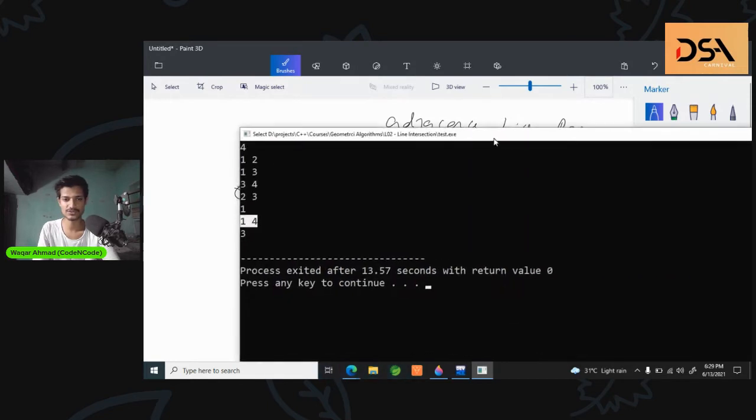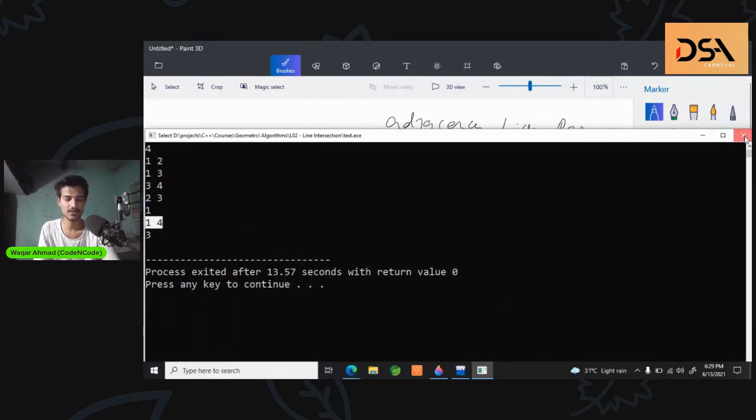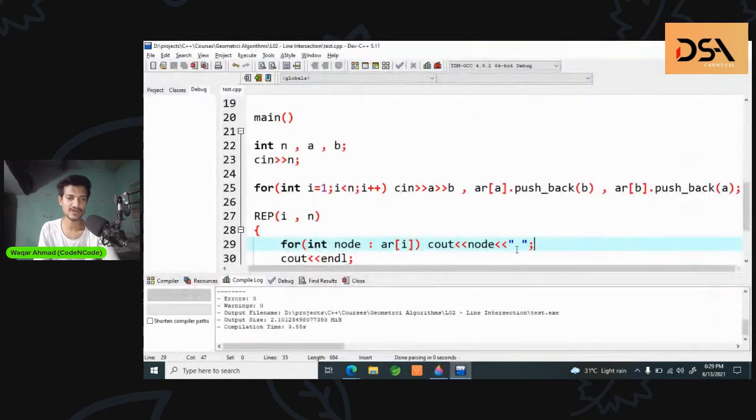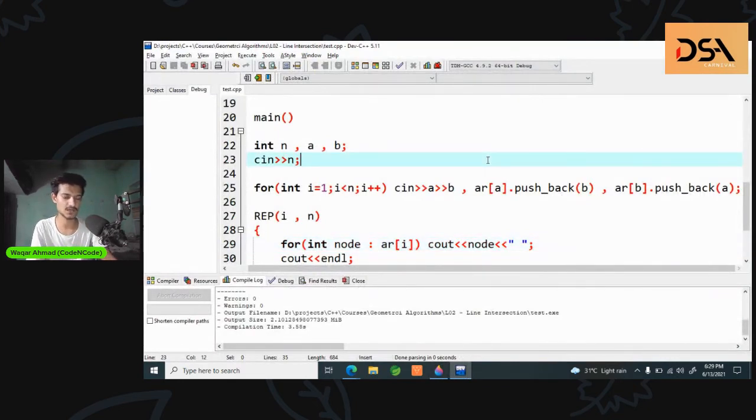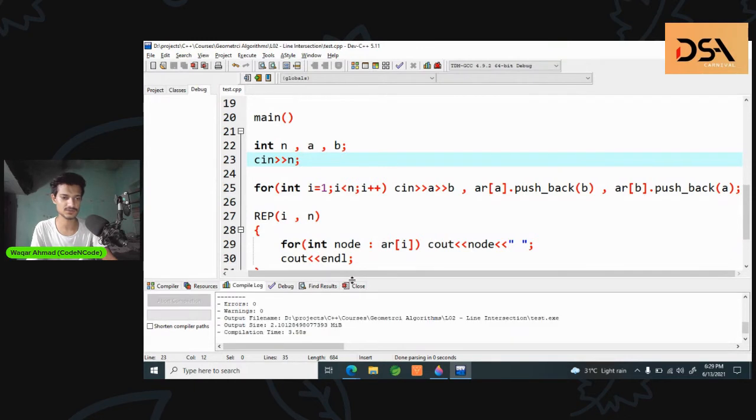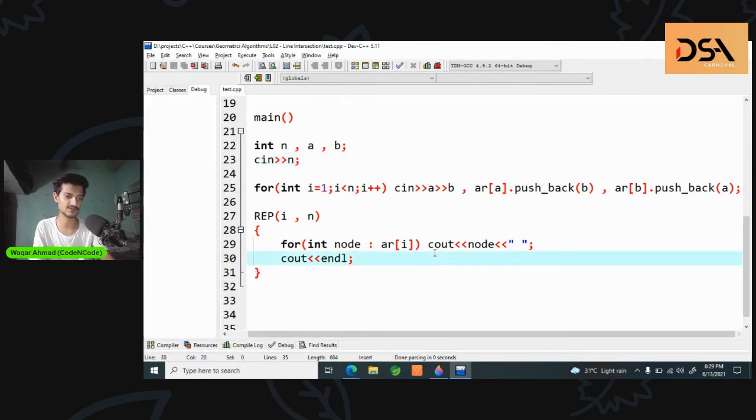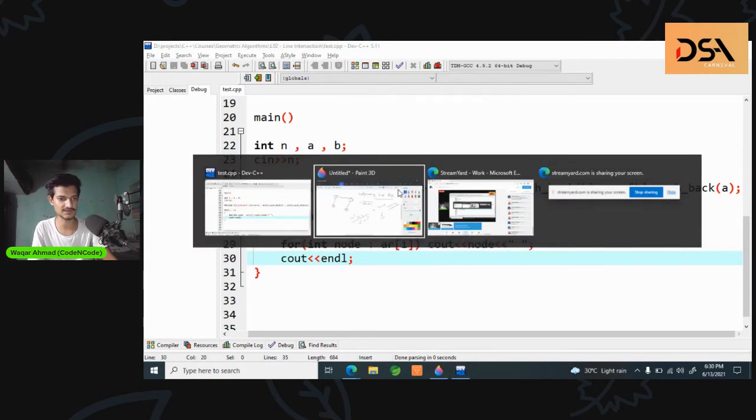Now you might have a question: why are we not having each node in its own adjacency list? You can tweak it, you can do it yourself. We don't actually need that when we are working with adjacency list representation and we are applying BFS or DFS.